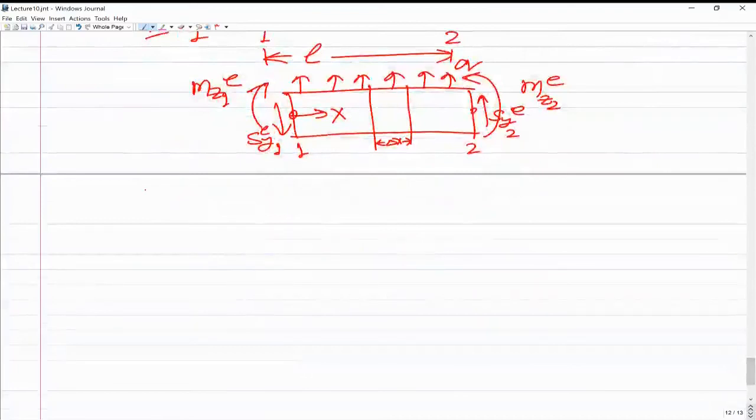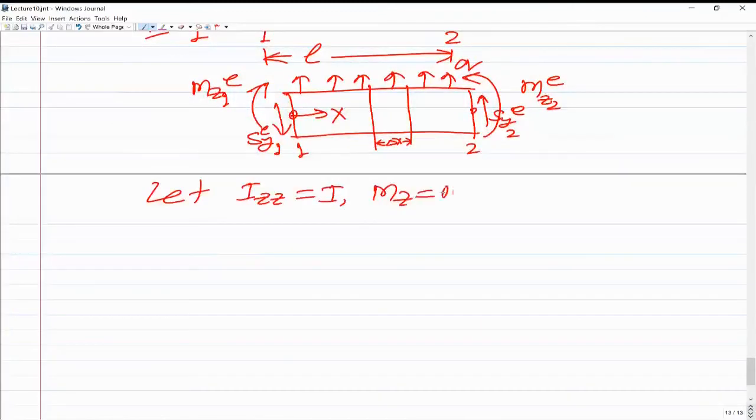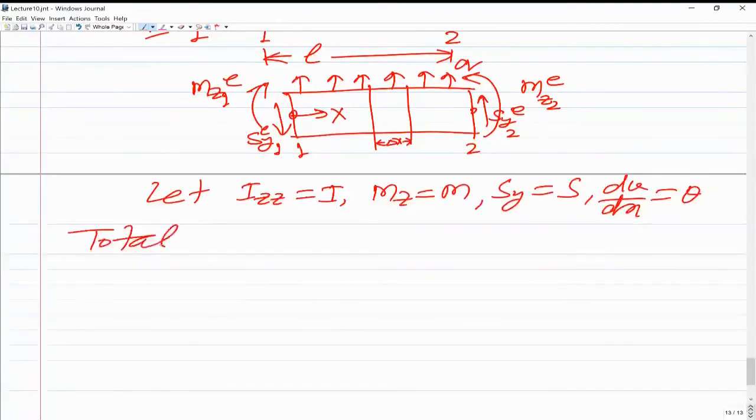Now let us use simpler notation for area moment of inertia. Let me denote Iz by I, and let me denote bending moment Mz simply by M, and the shear force Sy simply by S, and dv by dx of course we are already denoting by theta. So let us use these notations, and in light of these notations now you can see the total integral functional or total potential energy functional.